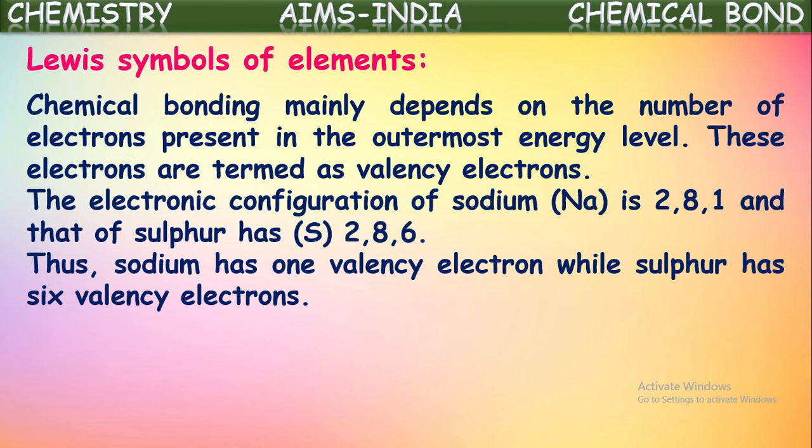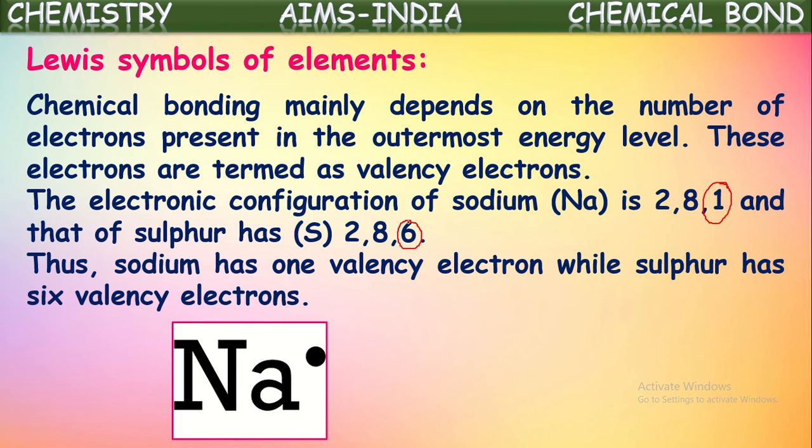The electronic configuration of sodium, for example: its atomic number is 11 and its configuration will be 2, 8, 1. And that of sulfur: its atomic number is 16 and its configuration will be 2, 8, 6. Thus we can say sodium has only one valence electron, isn't it? It has only one valence electron. Whereas sulfur has 6 valence electrons. Now, these can be represented by dot structures.